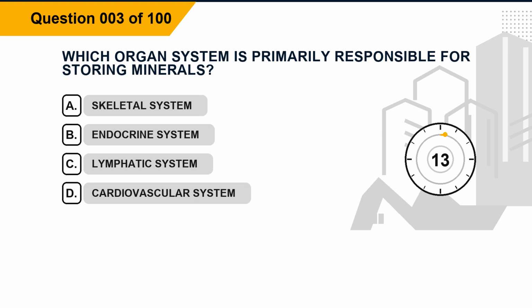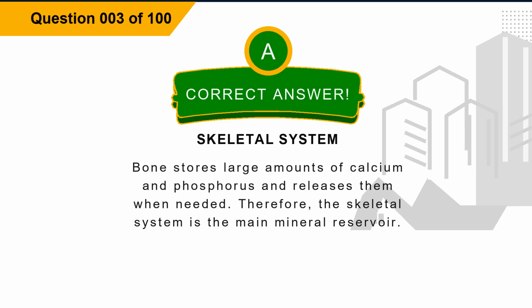Question 3. Which organ system is primarily responsible for storing minerals? Option A, skeletal system. Option B, endocrine system. Option C, lymphatic system. Option D, cardiovascular system. The correct answer is option A, skeletal system.